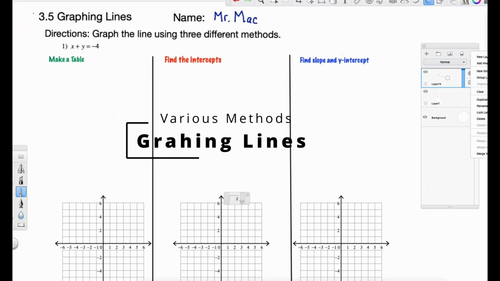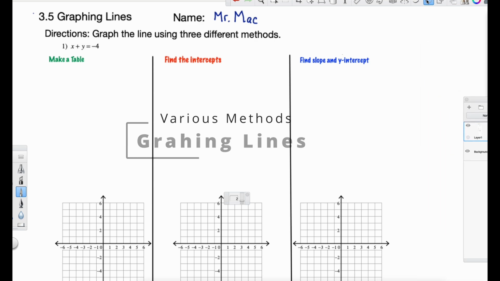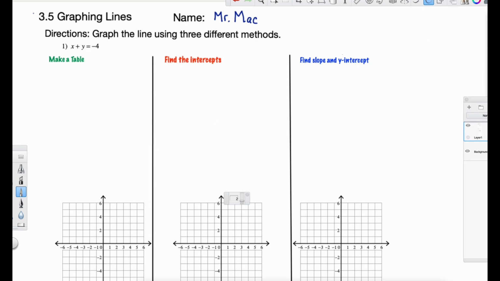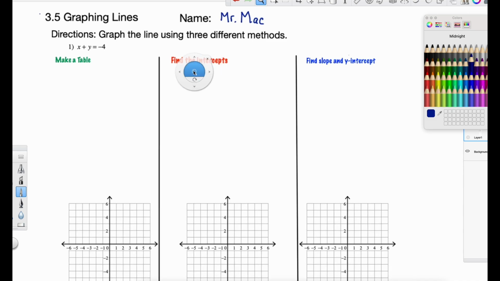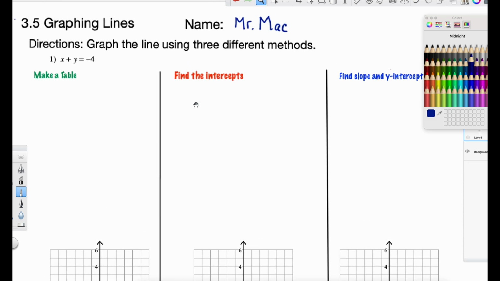Today we are going to graph some lines. This is review from algebra, but we are going to need to use this in some units coming up. So let's review how we can graph lines.